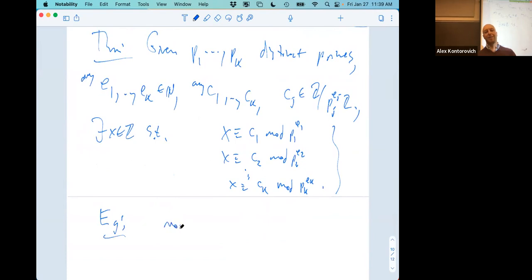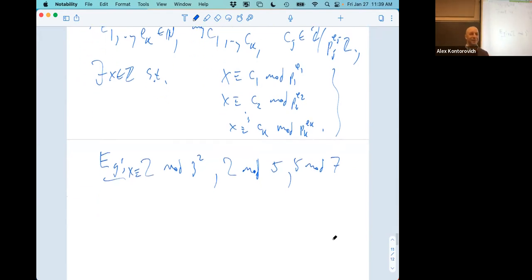What mod? Let's say 3 squared, mod, I don't know, 5, maybe mod 7. Give me some numbers. Give me a number mod 9. 2, mod 5. 7. 2, mod 7, 5. Beautiful. Okay. So can I find a number x which is 2 mod 9, 2 mod 5, and 5 mod 7? How do you find such a number?